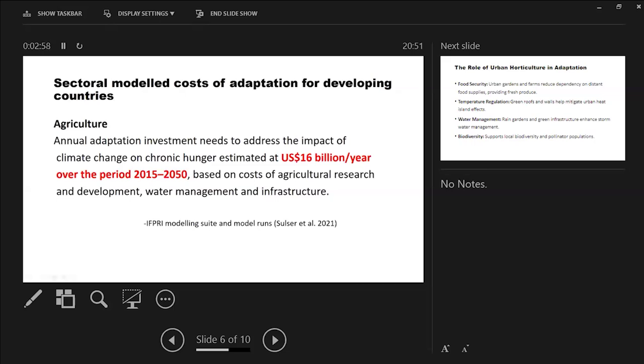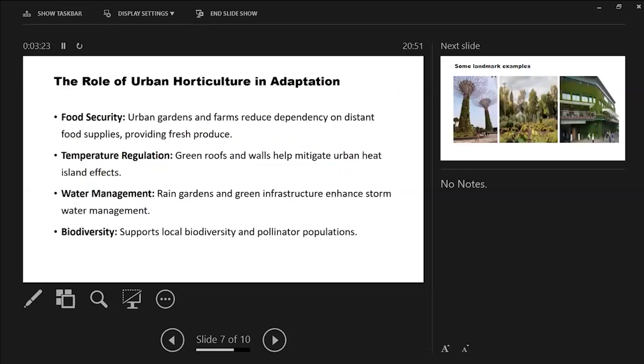We will be concerned about agriculture basically. The annual adaptation investment which is needed is around $16 billion per year in order to tackle the chronic hunger due to climate change, which I think is a great fit for what we are talking about currently, urban horticulture, which can easily fit into it. The role that urban horticulture plays in adaptation is that it can help in food security, because one of the major goals of climate change adaptation is food security, as well as temperature regulation.